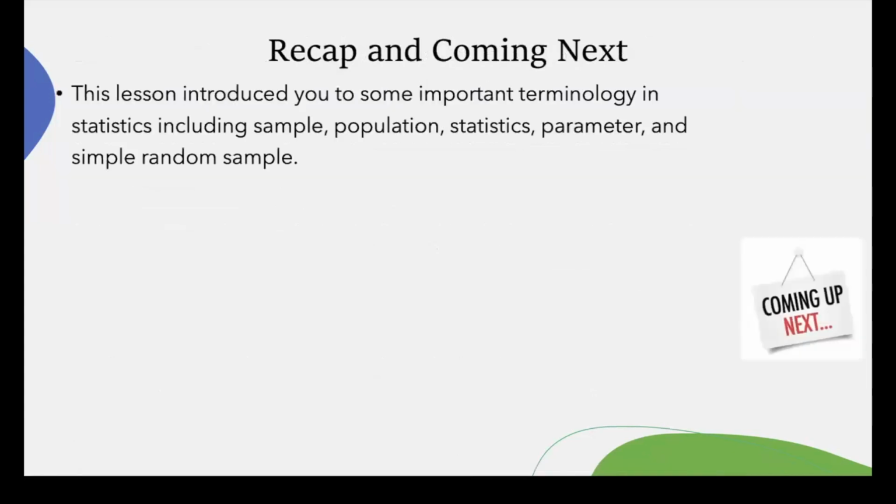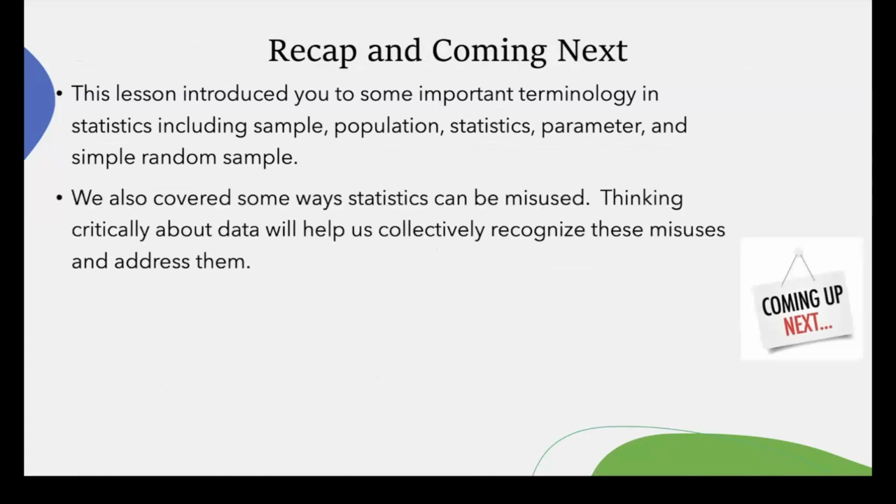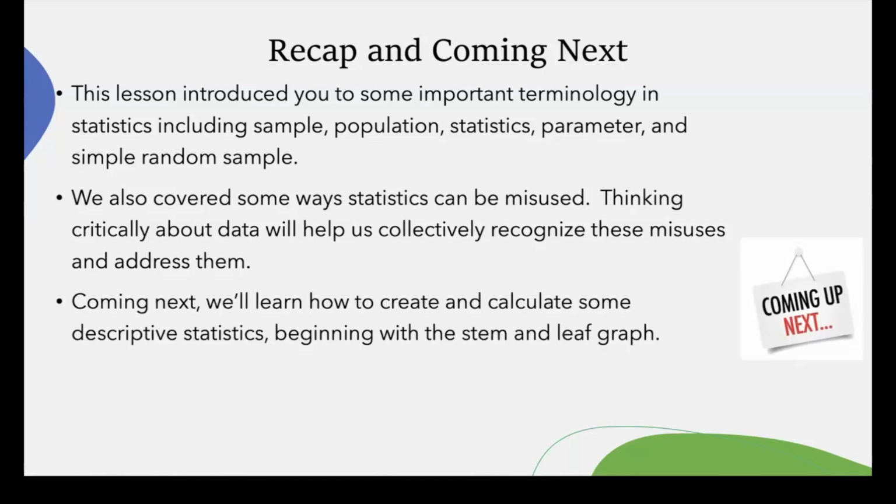So what's coming next? Well, first, a recap of what we did. Important terminology. What is a sample? What is a population? What are statistics and what are parameters? And what's a simple random sample? So we discussed all these things today. I talked about some ways in which statistics can be misused. Thinking critically about data will help you collectively recognize these misuses and address them.